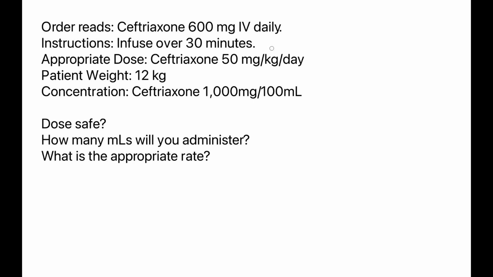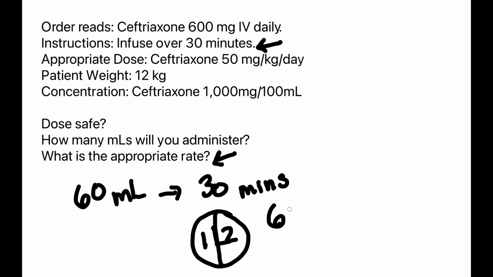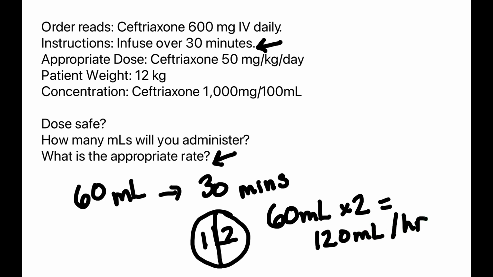So for the last part of the question, we need to figure out what is the appropriate rate. Well, we know already that we have 60 mLs that we need to give over 30 minutes. If you look at a clock, how many 30-minute segments are there? There's 2. So we would take our 30 minutes and say that there's 2 of those in an hour. So if we took our 60 mLs times 2, you get 120 mLs per hour.